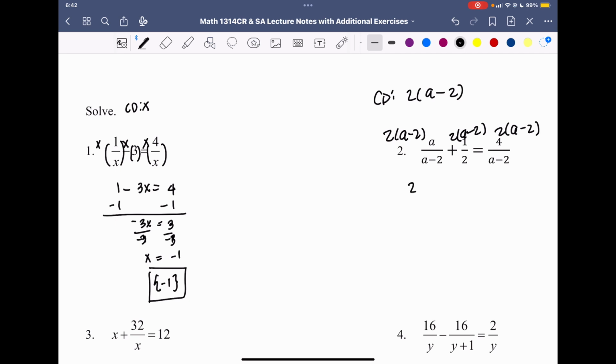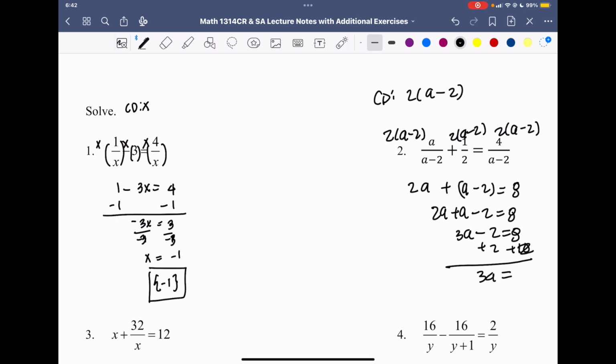So then we get 2a plus a minus 2 equals 8. 3a minus 2 equals 8. Adding 2 to both sides, we get 3a equals 10. Divided by 3, a equals 10 thirds. That does work out.